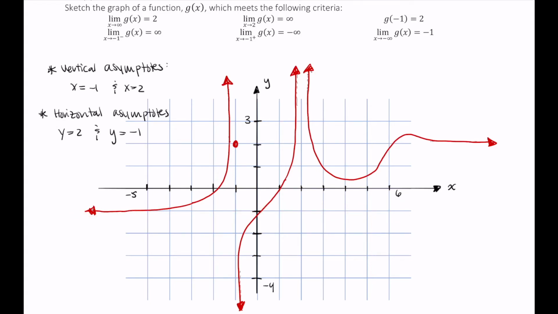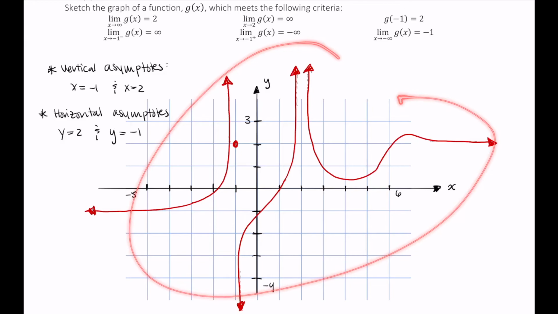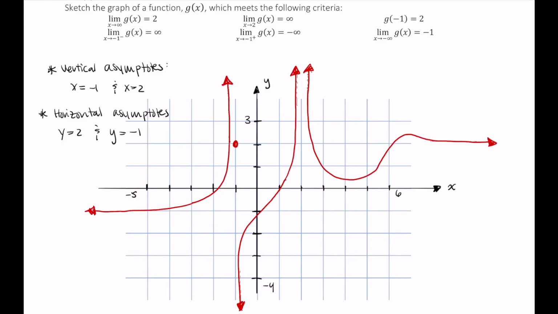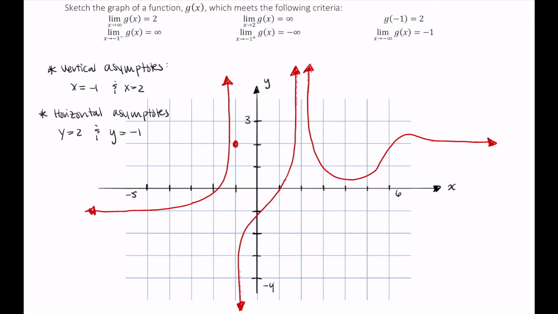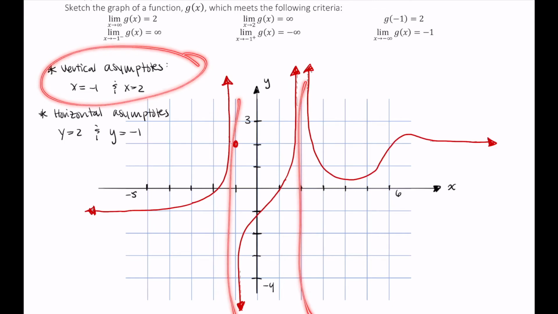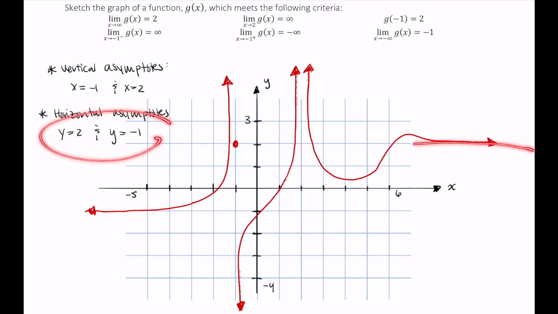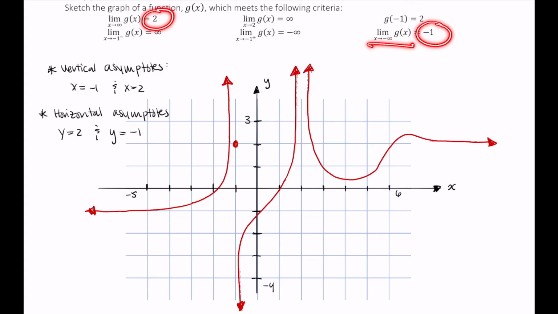So to summarize, here is one possible solution for this problem. That is one possible function that meets all of these criteria. Yours might be different. We've used this to identify the vertical asymptotes and the horizontal asymptotes. A big takeaway is that if x is approaching either positive or negative infinity, and you have some number, you have a horizontal asymptote there, as we can see y equals 2 and y equals negative 1.